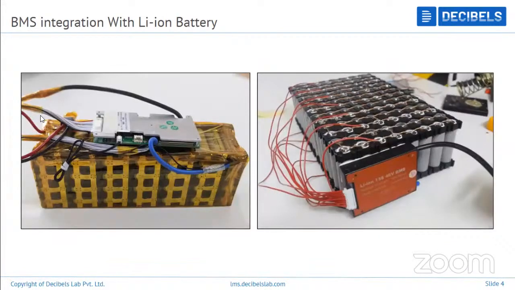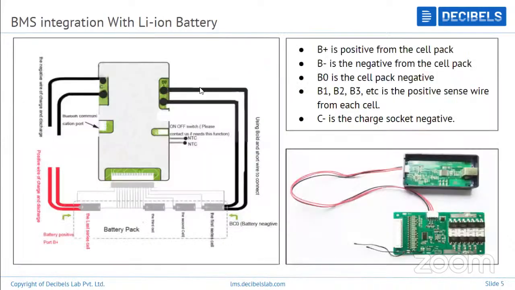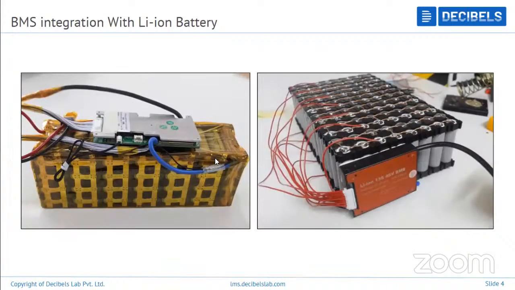You can see this is the positive end of the battery pack, and this is the negative end of the battery pack. You can see the connection is done only to the negative end. The positive end is directly taken out to the connector, which will be used for the load. So you connect first to the BMS, which goes to the negative terminal. So this is the negative terminal. You can see the BMS is going to the first negative terminal.